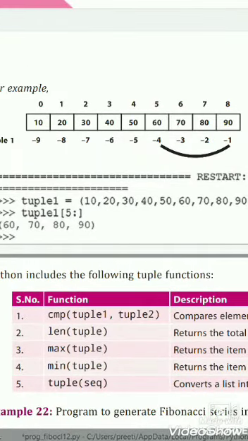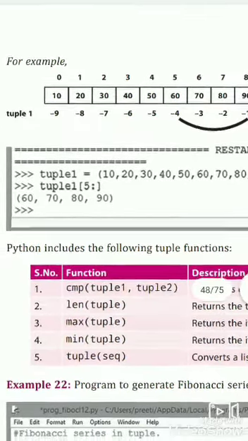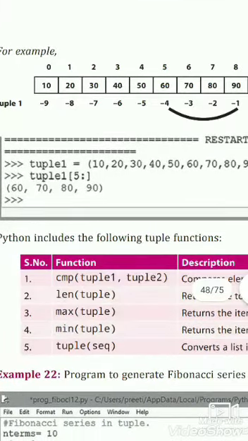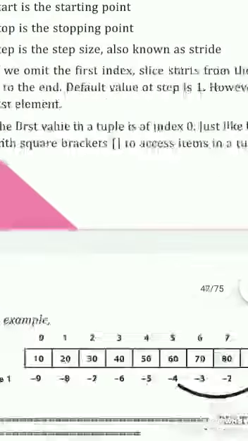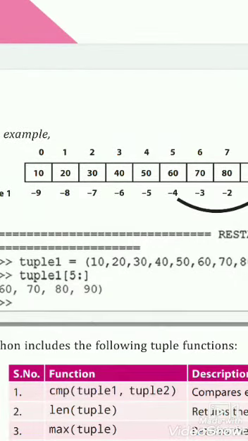Here we saw how to cut a slice or print a slice. tuple1 equal to, there are 9 members, and when we give the parameter 5, we get the tuple from 60 to 90. Because it starts from the 5th index, the very first parameter is the start, so the starting point is 5, index number 5 is 60, so it starts from 60 and goes to the end.